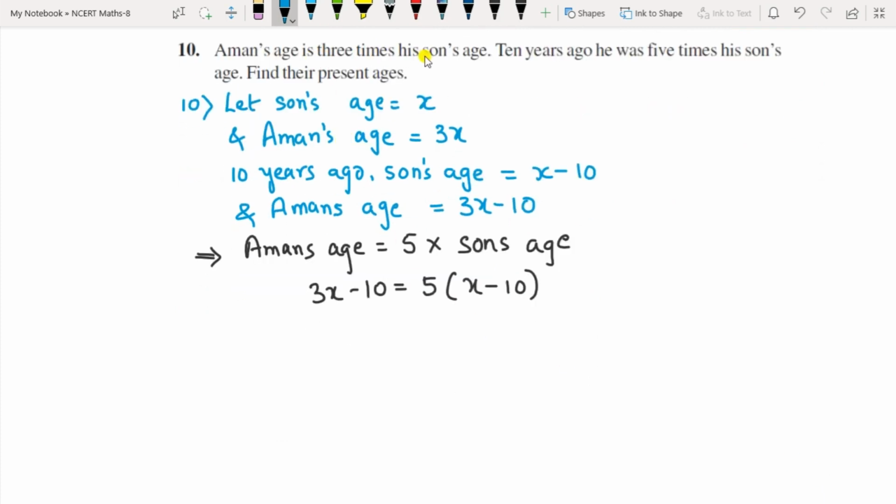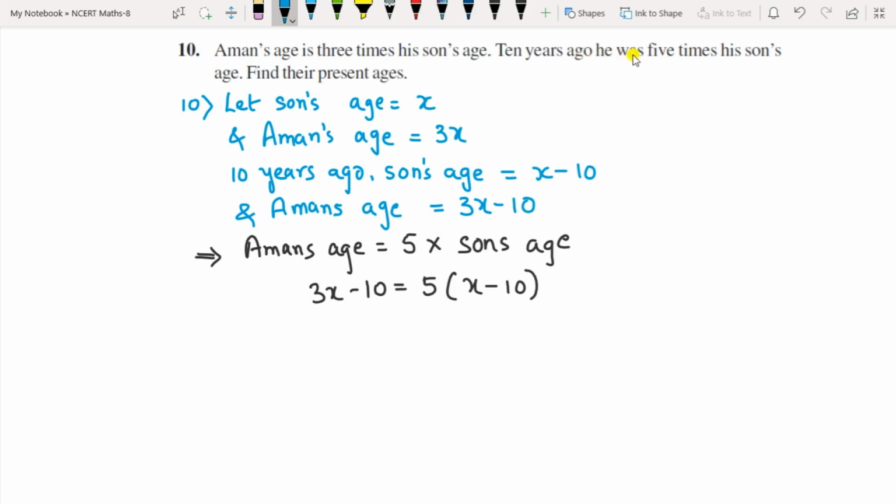Next question is, Aman's age is 3 times his son's age. 10 years ago he was 5 times his son's age. Find their present ages. So let us guess Aman's son's age will be x and Aman's age will be 3 times his son, so 3x. 10 years ago means back, you have to subtract 10 from both these numbers. So son's age becomes x minus 10 and Aman's age 10 years back becomes 3x minus 10.